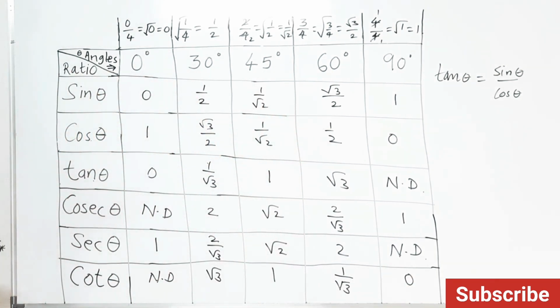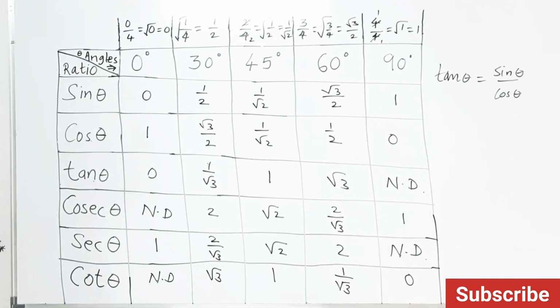This is how we can make the table of trigonometric ratios of the angles 0 degree, 30 degree, 45 degree, 60 degree and 90 degree.